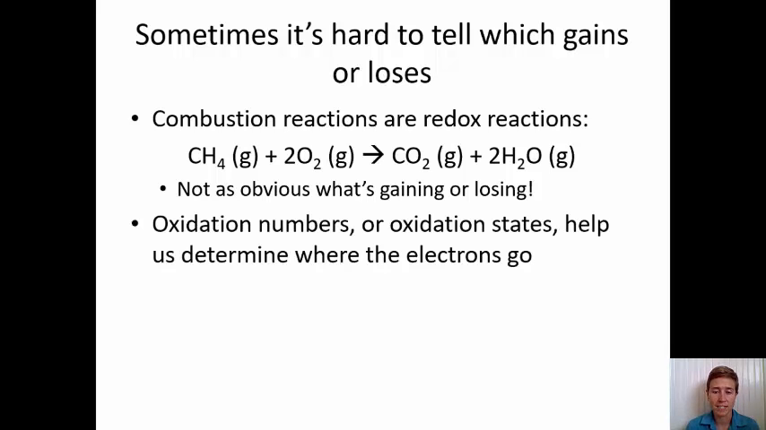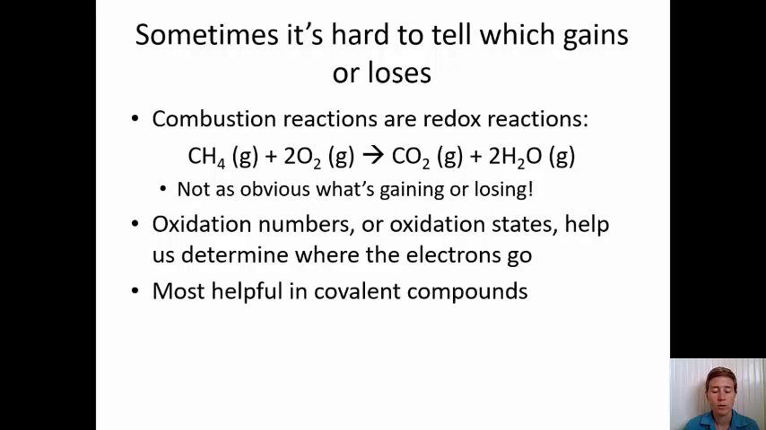We use something called oxidation numbers or oxidation states to help us tell where those electrons are going. Again, these are most helpful in covalent compounds. We can determine the oxidation state of ions, but generally you don't necessarily need to. You can just see it.